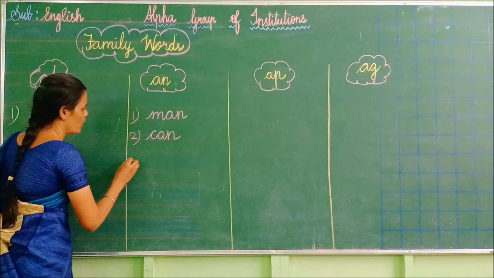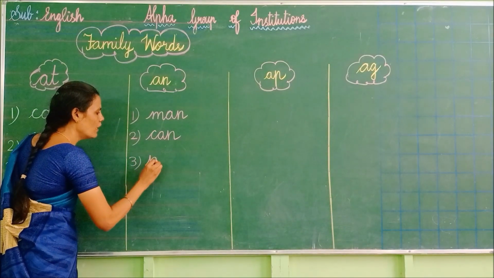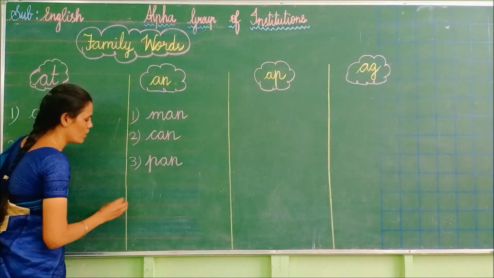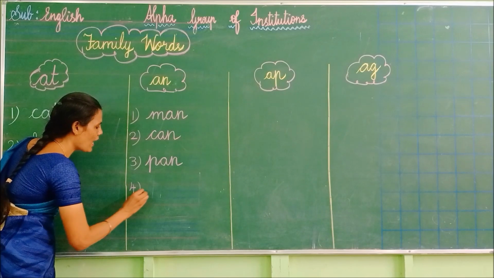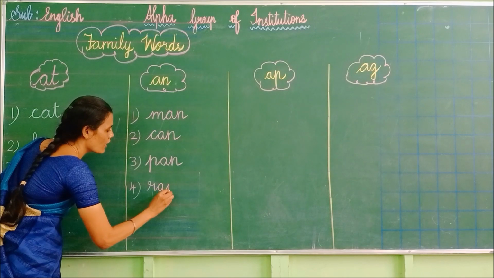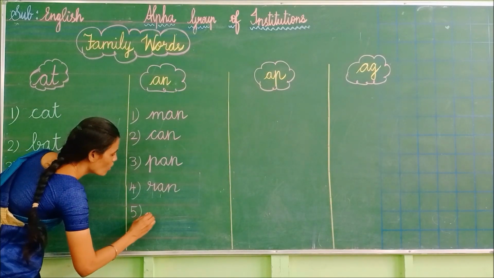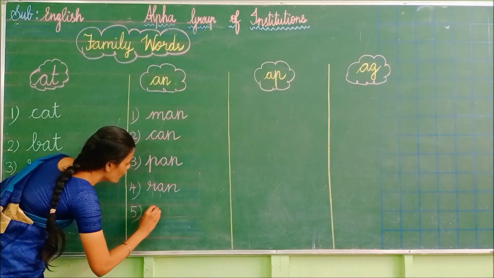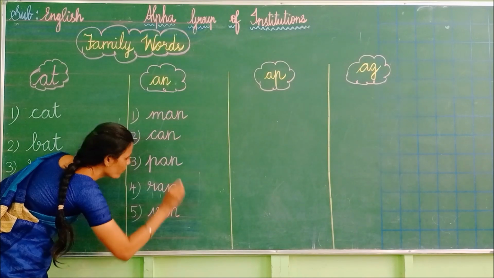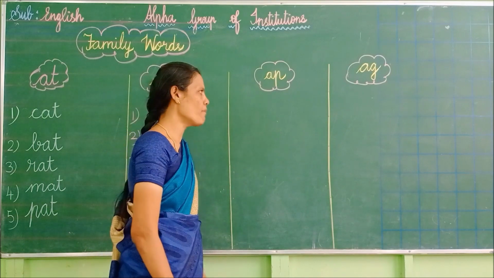K, an, can. Next one. P, an, pan. Next one. R, an, ran. Next word. V, an, van. Now we'll move on to the at family.